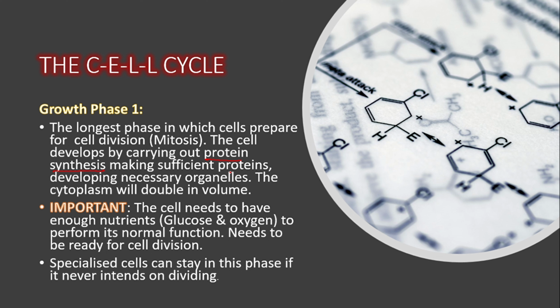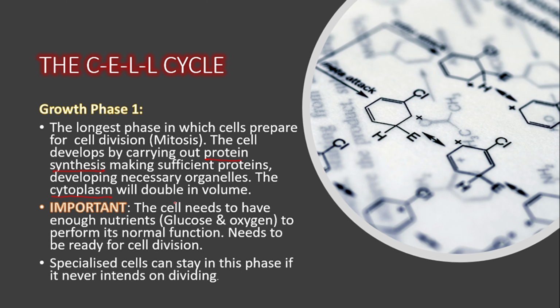Okay, so here we'll have proteins that are made, and with the help of proteins, necessary organelles will start to then develop. Okay, so think of the organelles that we've learned about in cells, like ribosomes, the nucleus, mitochondria, all those organelles. Okay, they are basically going to be made with the help of proteins that are going to be made in the growth phase 1. And the cytoplasm will double in volume. So the cytoplasm is the space inside the cell that will basically double in volume. So it's going to become thicker and more condensed.